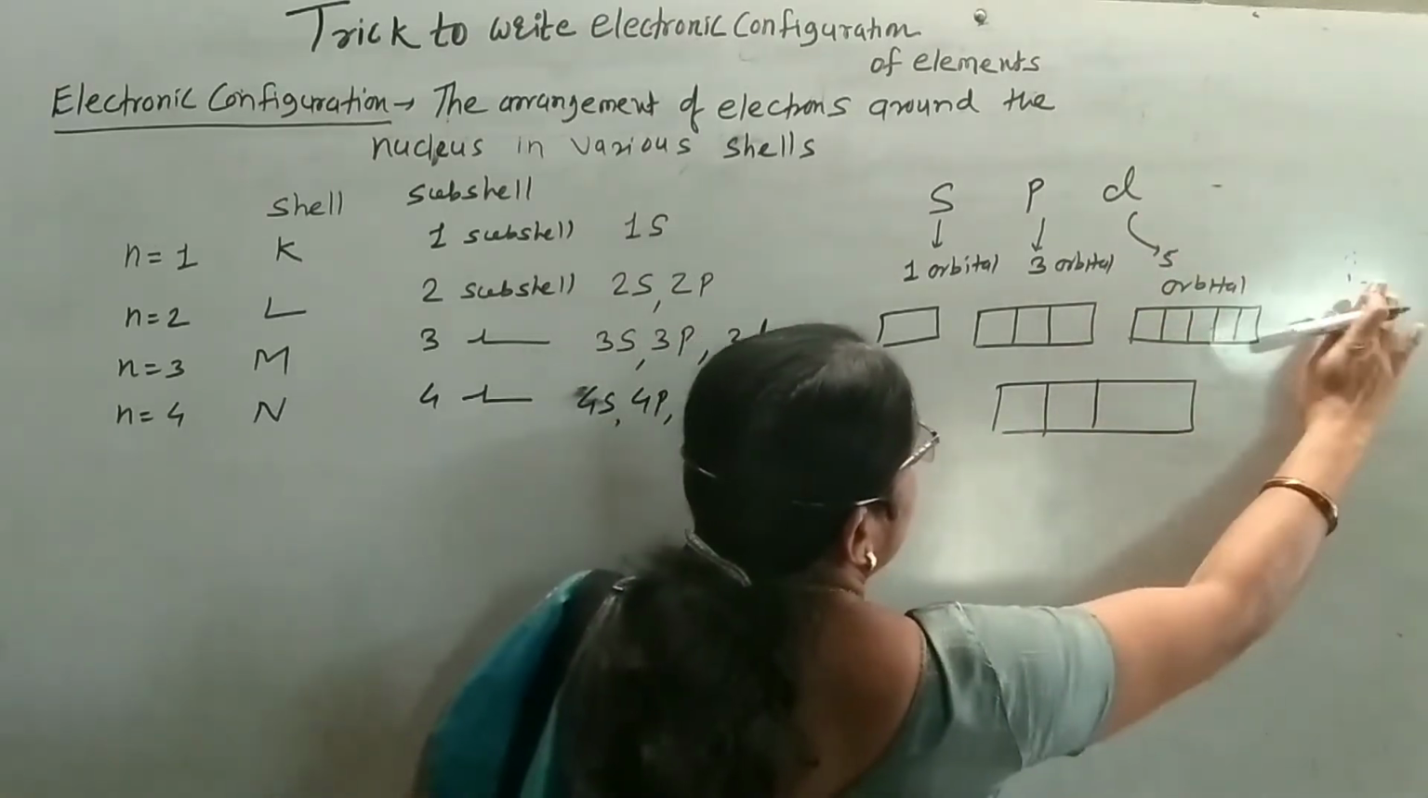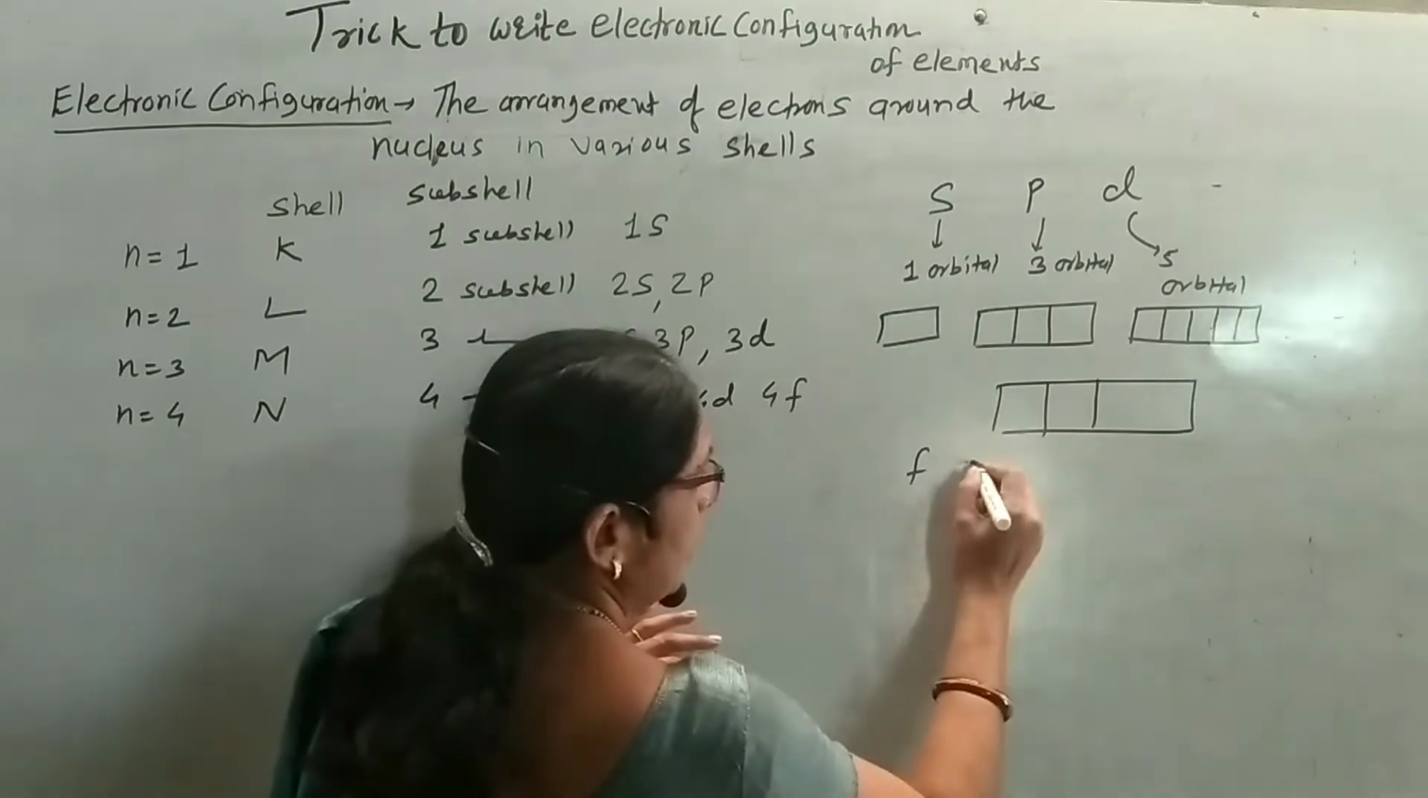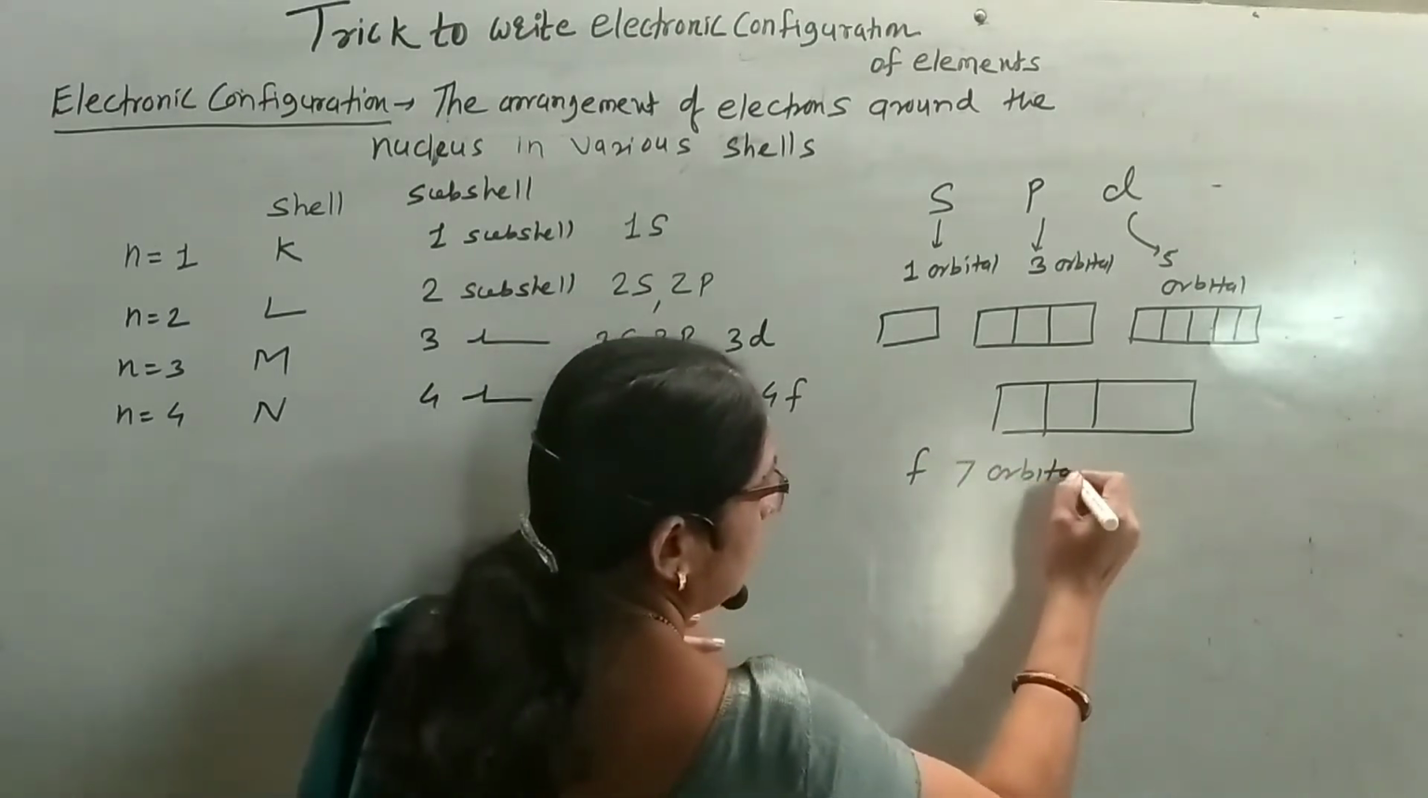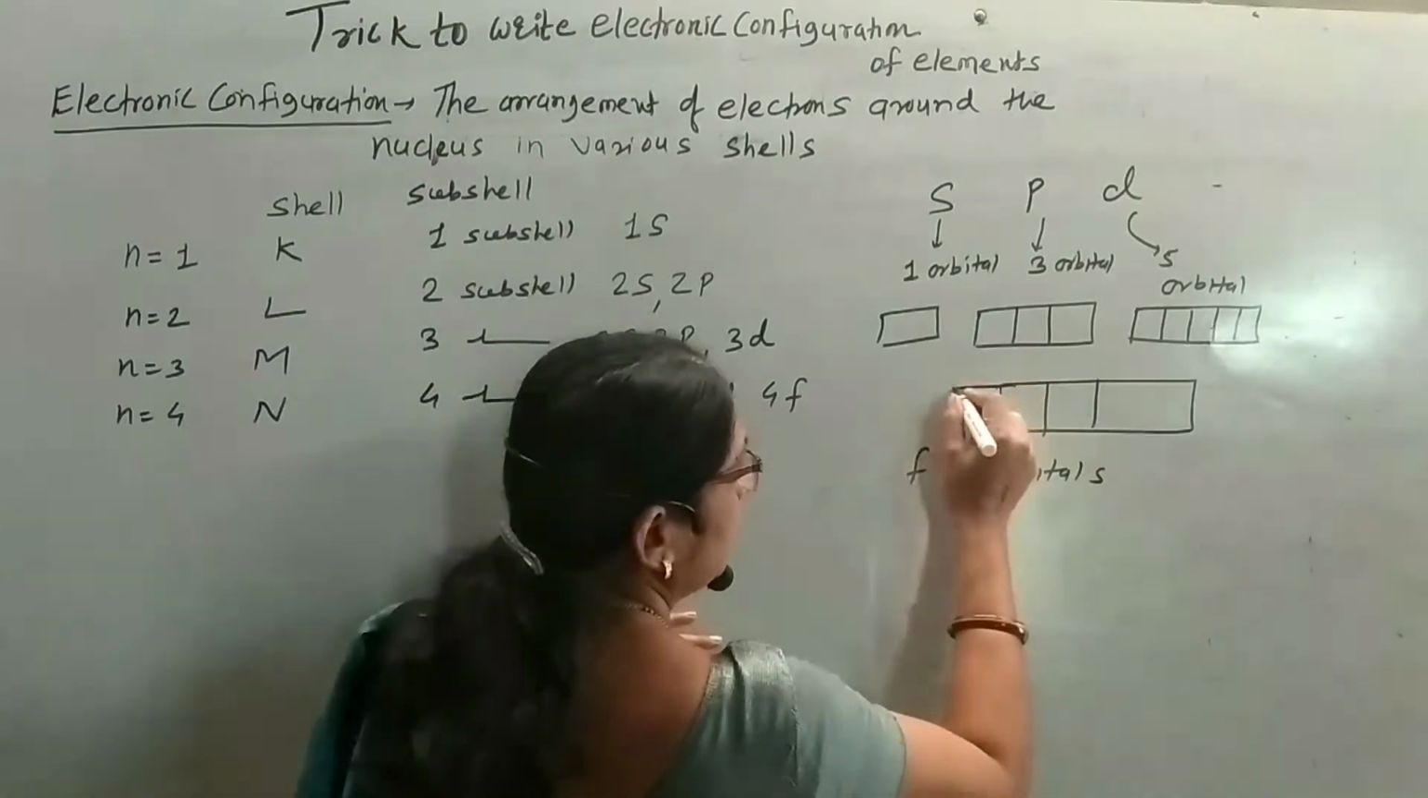F has 7 orbitals. I can draw these orbitals.